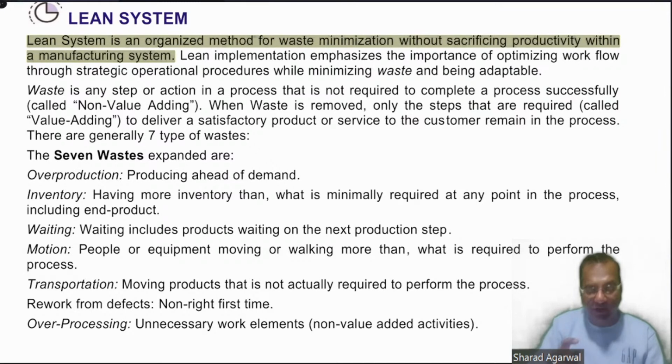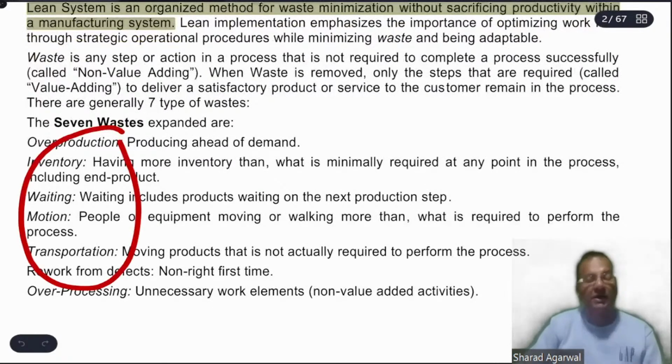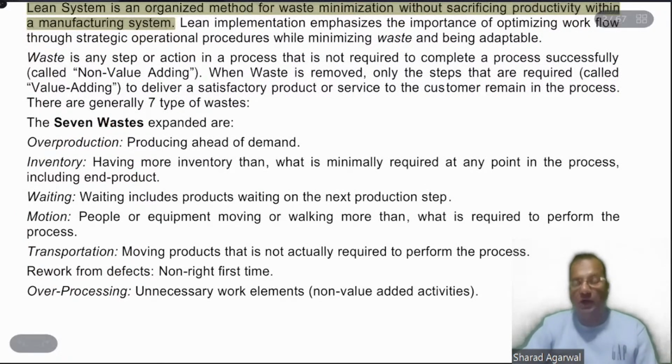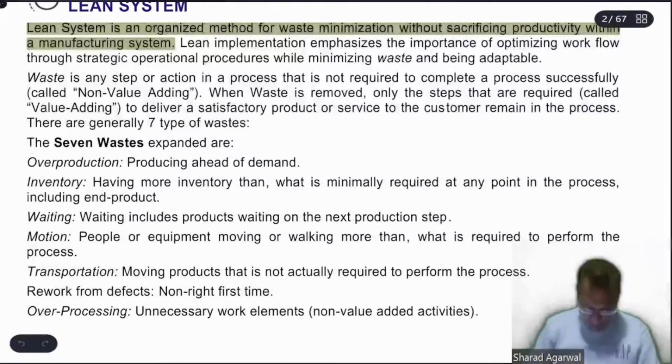And I'm once again repeating, beta, the word minimization is given. All the seven types of waste which have been given here cannot be completely avoided. That's why the word has been used intentionally, that lean system is an organized method for waste minimization, not the elimination. ओके बेटा, तो चलिए मैं आपको समय देता हूं बेटा.